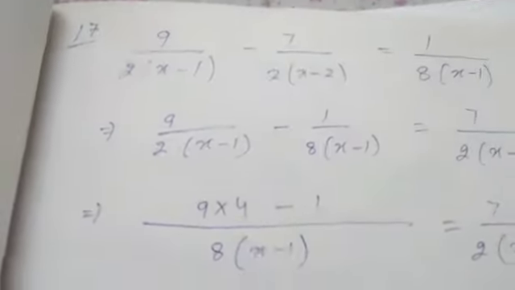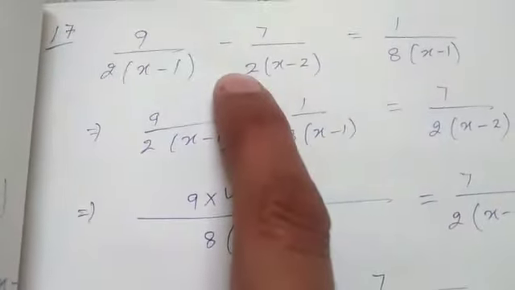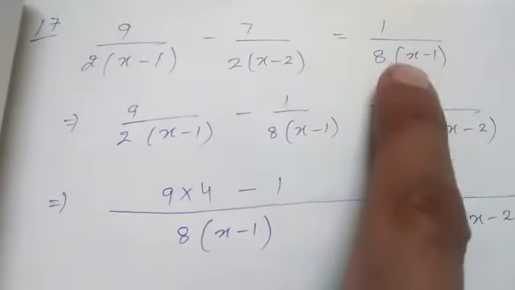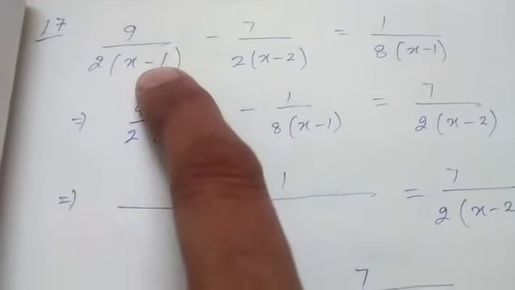This is given: 9 upon 2x minus 1 minus 7 upon 2x minus 2, and this is 1 upon 8x minus 1. Take care, student. This is x minus 1 and this one is x minus 1.